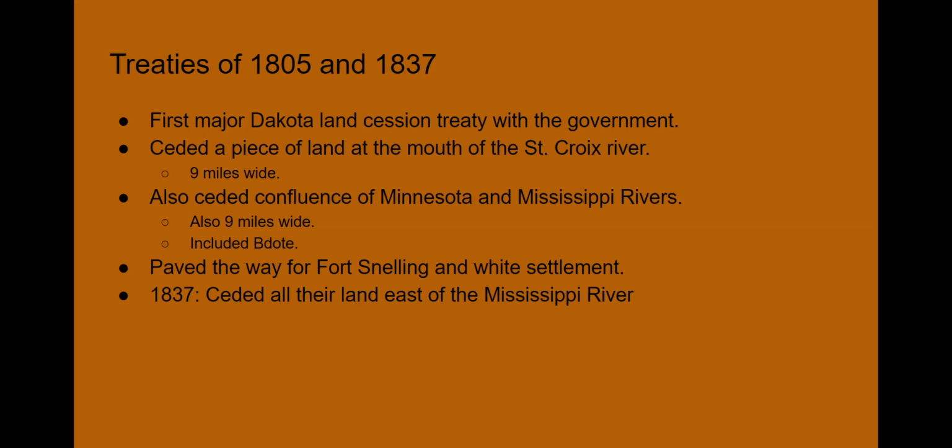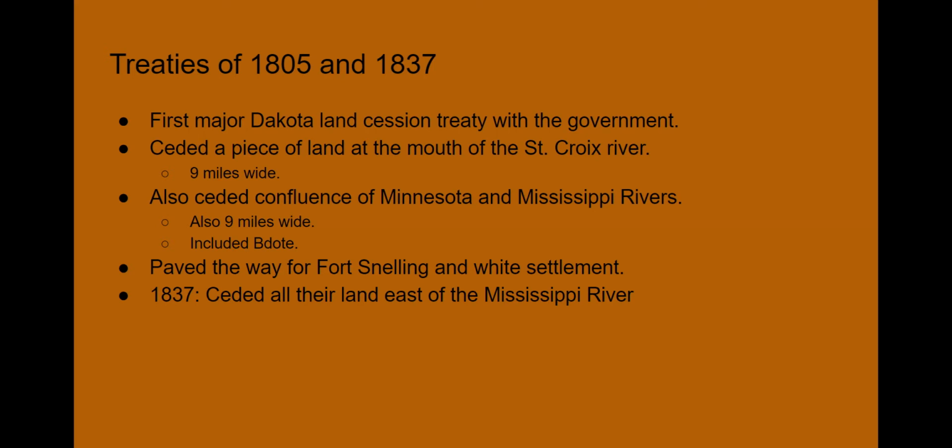So that piece of land was ceded, as well as a 9-mile stretch at the confluence of the Minnesota and Mississippi rivers. And this is important because that piece of land includes the birthplace of the Dakota. They believe that the site known as Bdote in their language contains the birthplace of the Dakota. And that ended up being where Fort Snelling would be built. So Fort Snelling is actually built on the birthplace of the Dakota at the confluence of the Minnesota and Mississippi rivers.